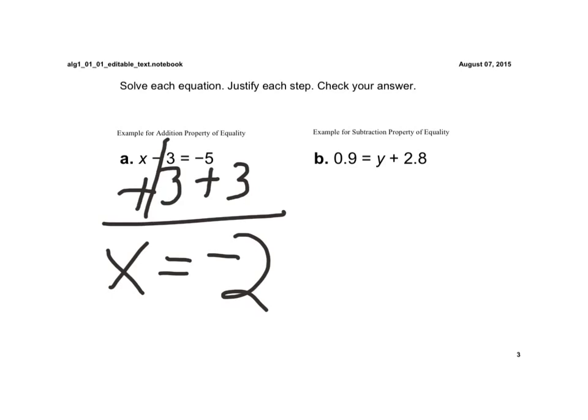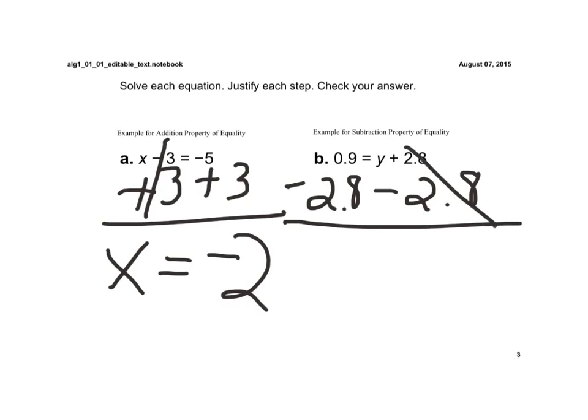Now, here's an example for the subtraction property. Since y, we have plus 2.8, and we want to get y by itself, we're going to undo that by subtracting 2.8 from each side. Now, if you recall, subtraction is really the same as just adding the opposite. So I'm actually adding 0.9 and negative 2.8. And since the signs are different, I'm going to subtract 2.8 minus 0.9.